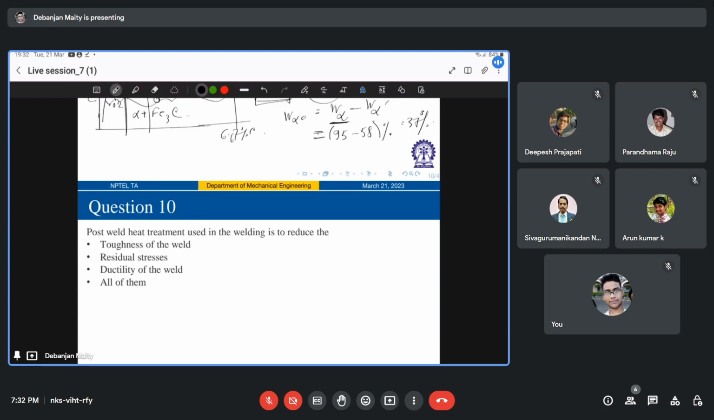Typically this post weld heat treatment is used to reduce this residual stress and enhance the resistance to brittle fracture. Additionally, it can lead to some strength enhancement and some hardness reduction, right? So post weld heat treatment and stress relieving are the most commonly used procedures for post weld heat treatments.